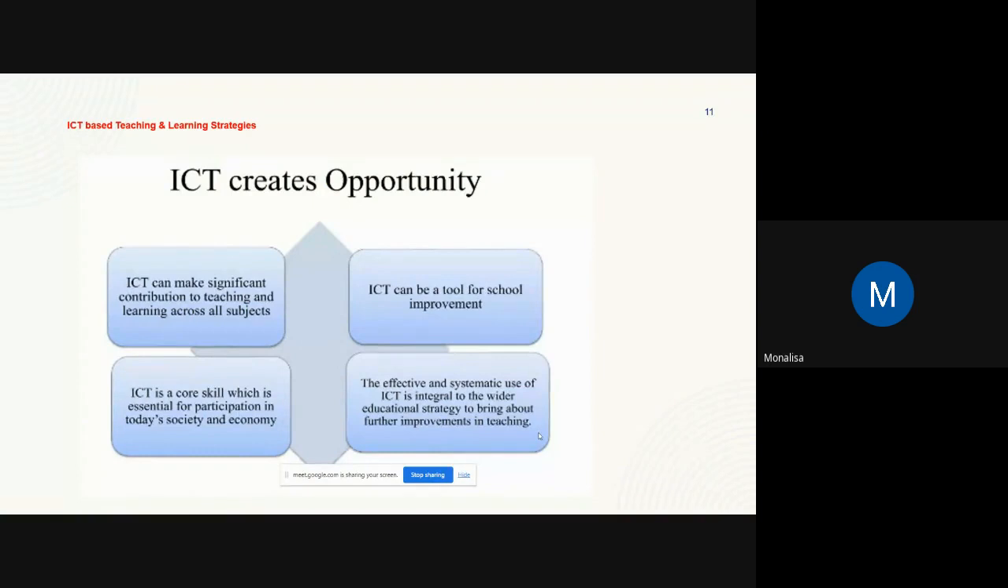Coming to ICT opportunities, ICT creates various opportunities. It provides a learning and teaching platform throughout the world in all the domains. Using ICT tools, teaching methods can be improved, which provides a flexible and motivated environment for the students and also increases the participation of students.